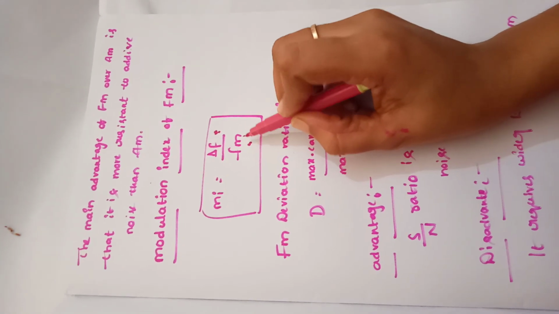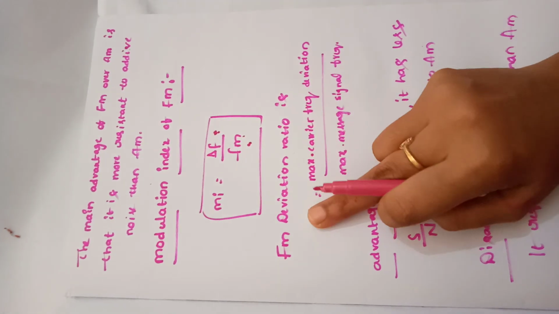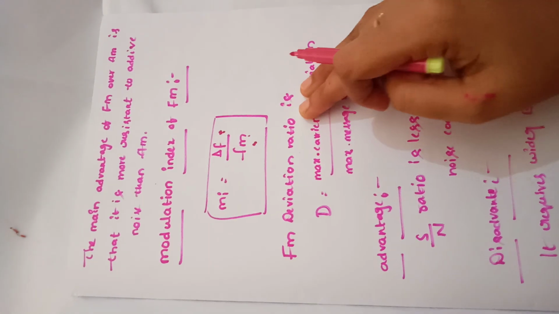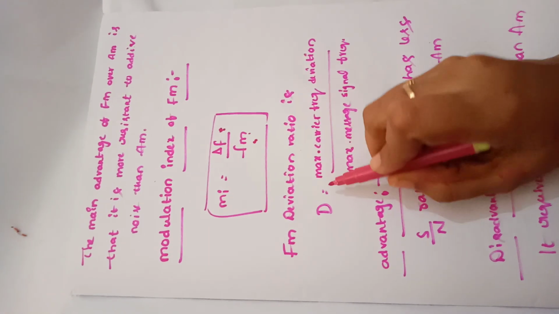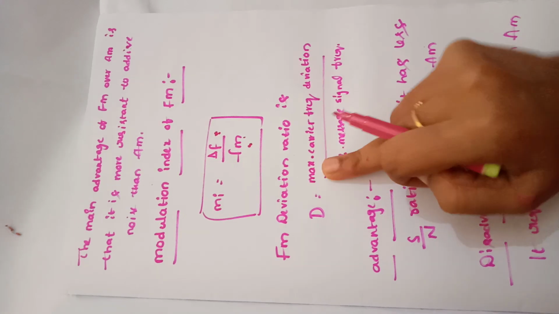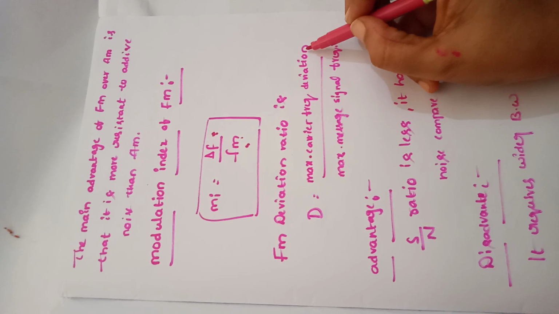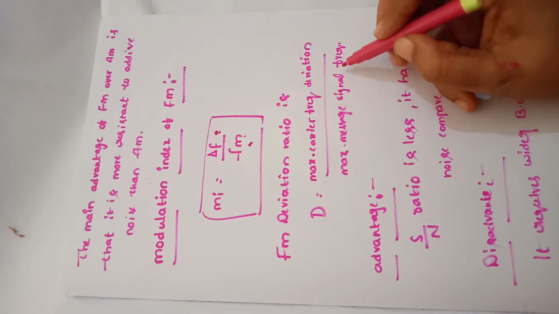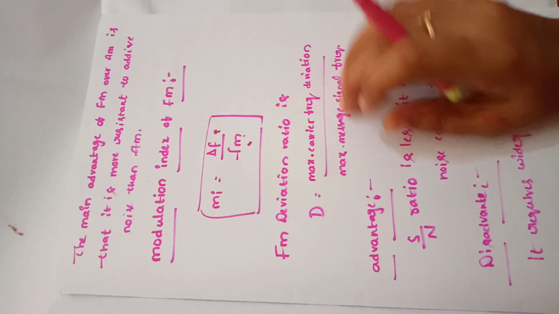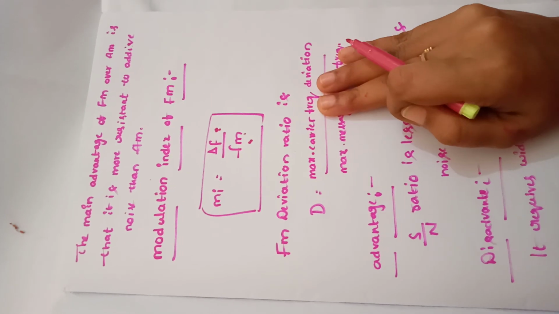Next, coming to the FM deviation ratio. The FM deviation ratio is denoted by capital D, which equals the maximum carrier frequency deviation divided by the maximum message signal frequency. This is the deviation ratio of frequency modulation.